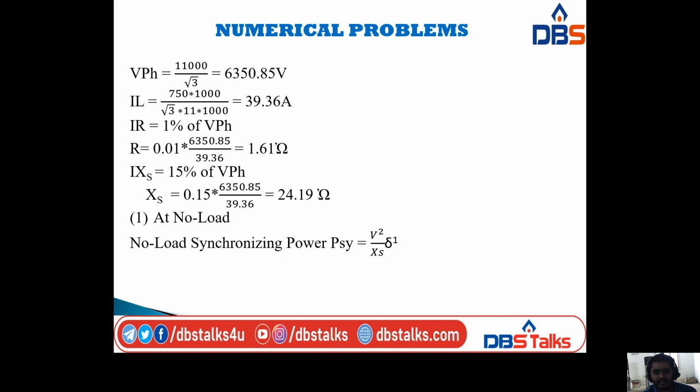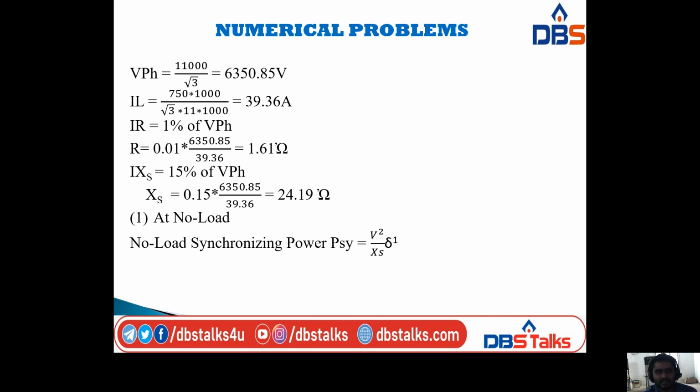And similarly, the reactance drop, that is I XS, is equal to 15% of V phase. From this we rewrite the equation as XS is equal to 0.15, that is 15 by 100, into V phase by I. Here V phase is 6350.85 divided by 39.36, that is the line current value. After simplifying this, we have the reactance value, that is 24.19 ohms.